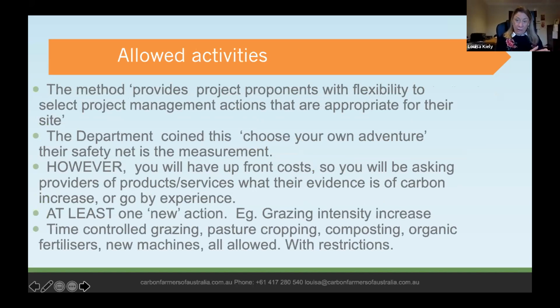So register, this is a soil carbon project. Baseline your soil with a soil test. How much carbon is in there at the moment? And it's not a percentage. We have to change the percentage soil carbon that's in there into a tonne of soil carbon.